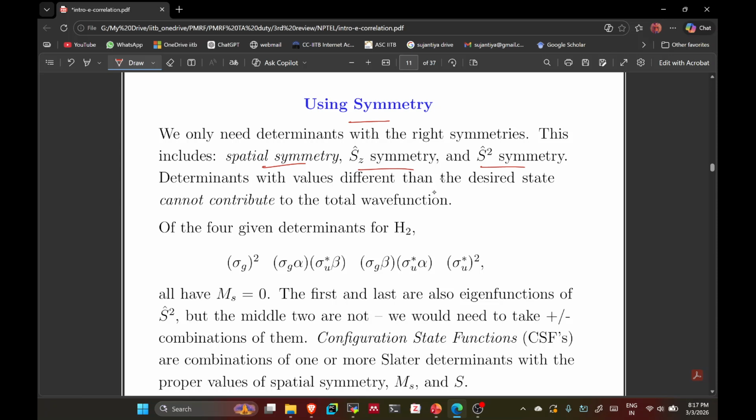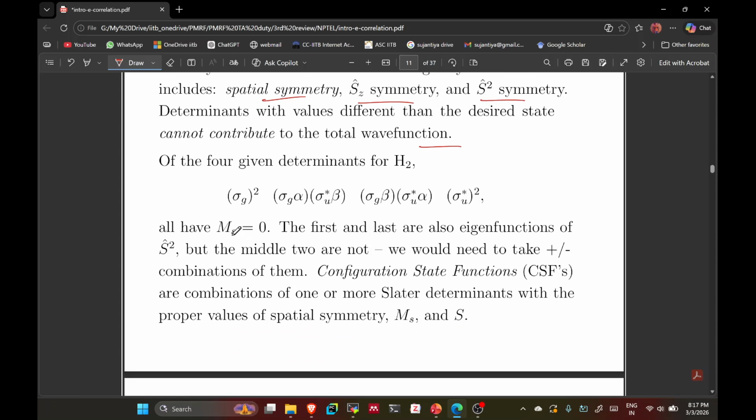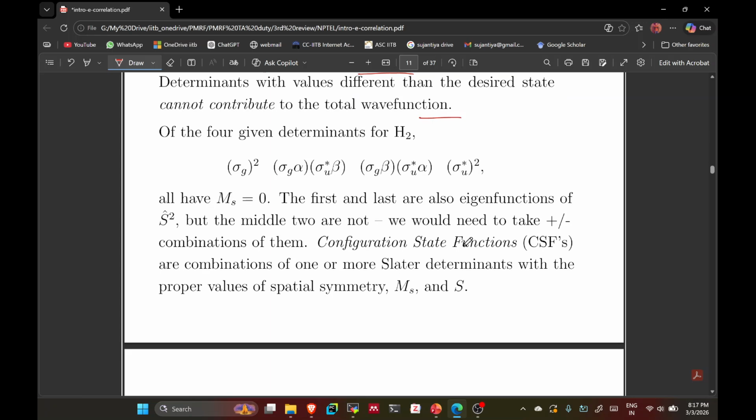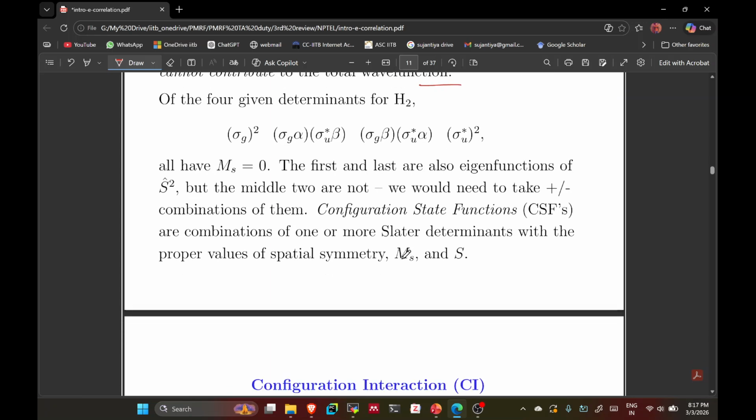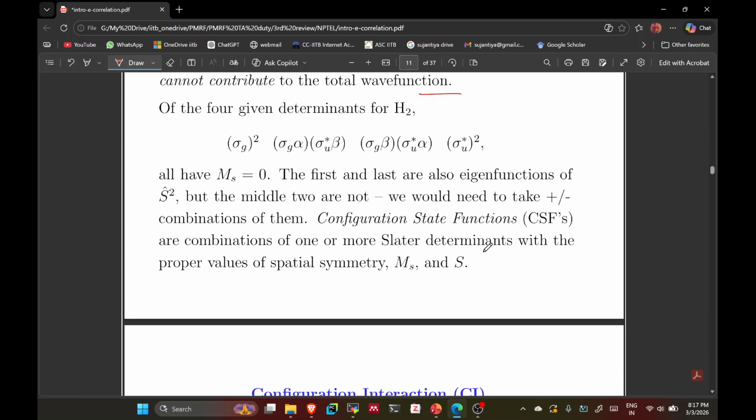So determinants with values different than the desired state cannot contribute to the total wave function. Of the four determinants, all have Ms equal to 0. That's true. The first and the last are also eigenfunctions of S squared, but the middle two are not. Then you have to take the plus and minus configurations, and that is called the configuration state functions. And so what is this configuration state function?